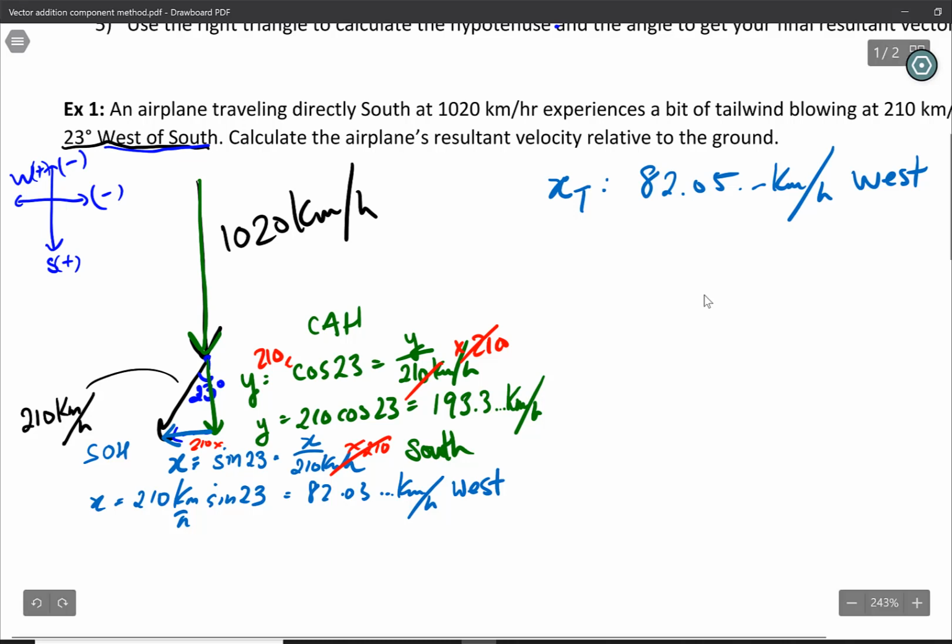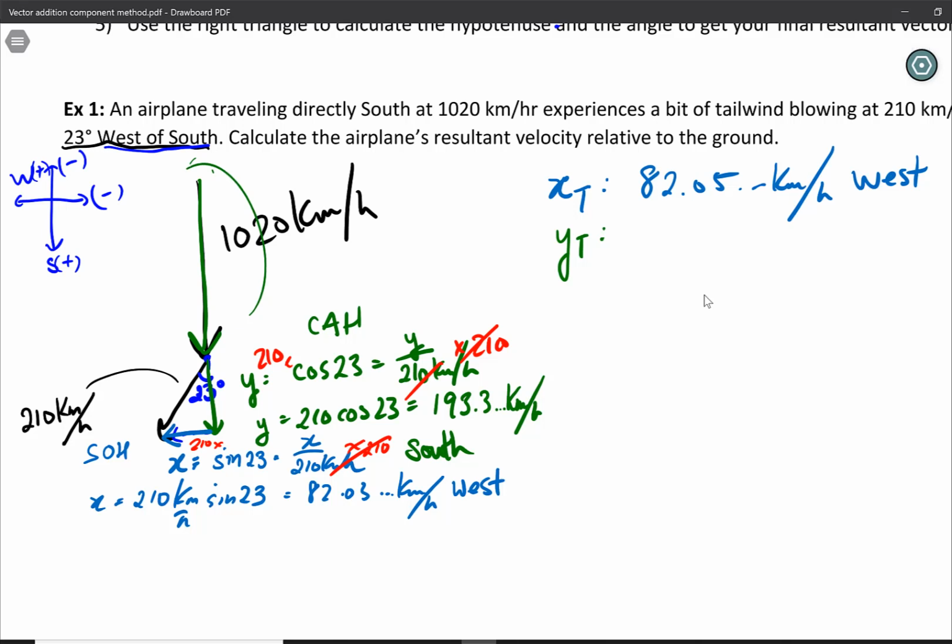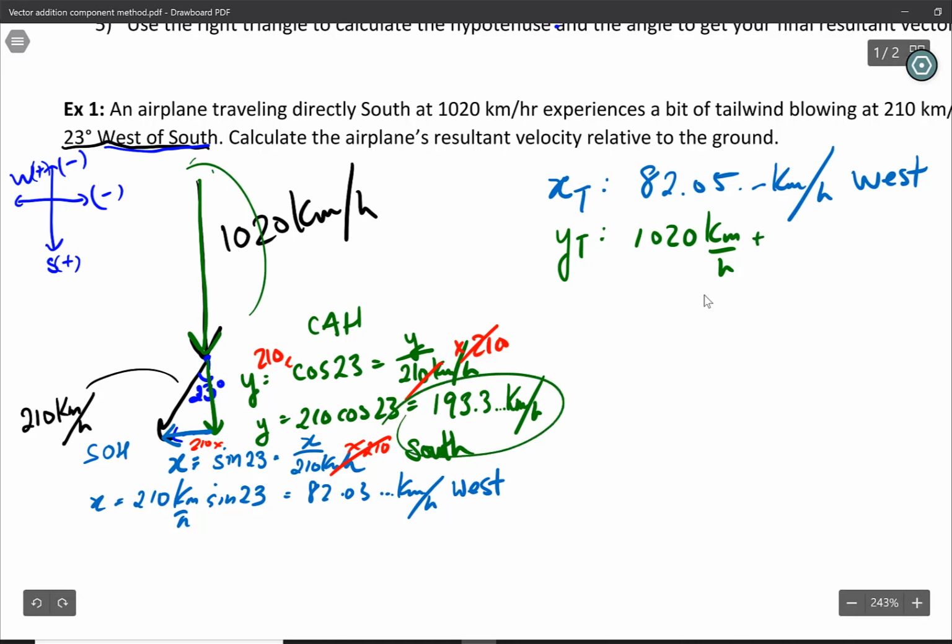Okay, we have our x component, now our y component, our y total. So we do have two components. We have the one from the airplane, that's going south, 1020 kilometers per hour. And we also have the one from the wind, 193.3 kilometers per hour south. The reason why I'm adding them is because they both point in the same direction.